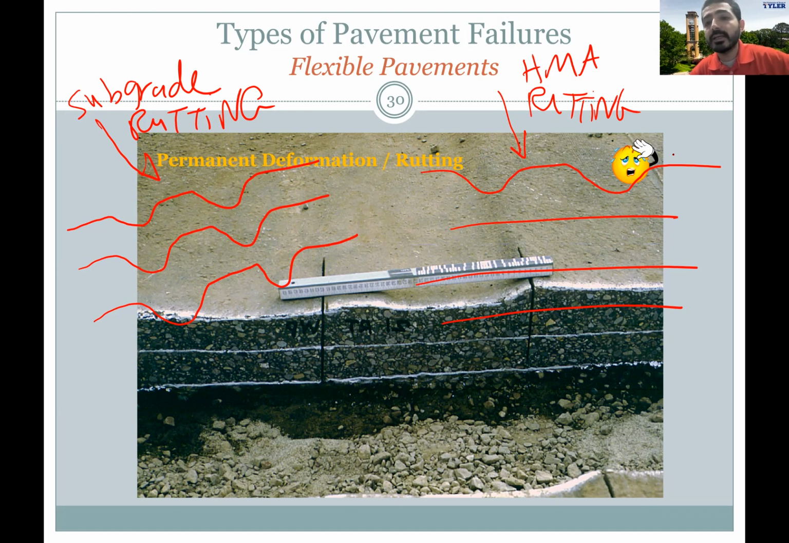How can you distinguish again what kind of problem you're having? You can't tell from the surface. You really have to take a core, or even better, do a trench study like what you see in this picture. In this picture here, we were able to distinguish that the rutting happened only on the surface. The bottom hot mix asphalt layer or the base layer did not rut. So all they needed in this case was to mill the top 2 inches and pave it again.